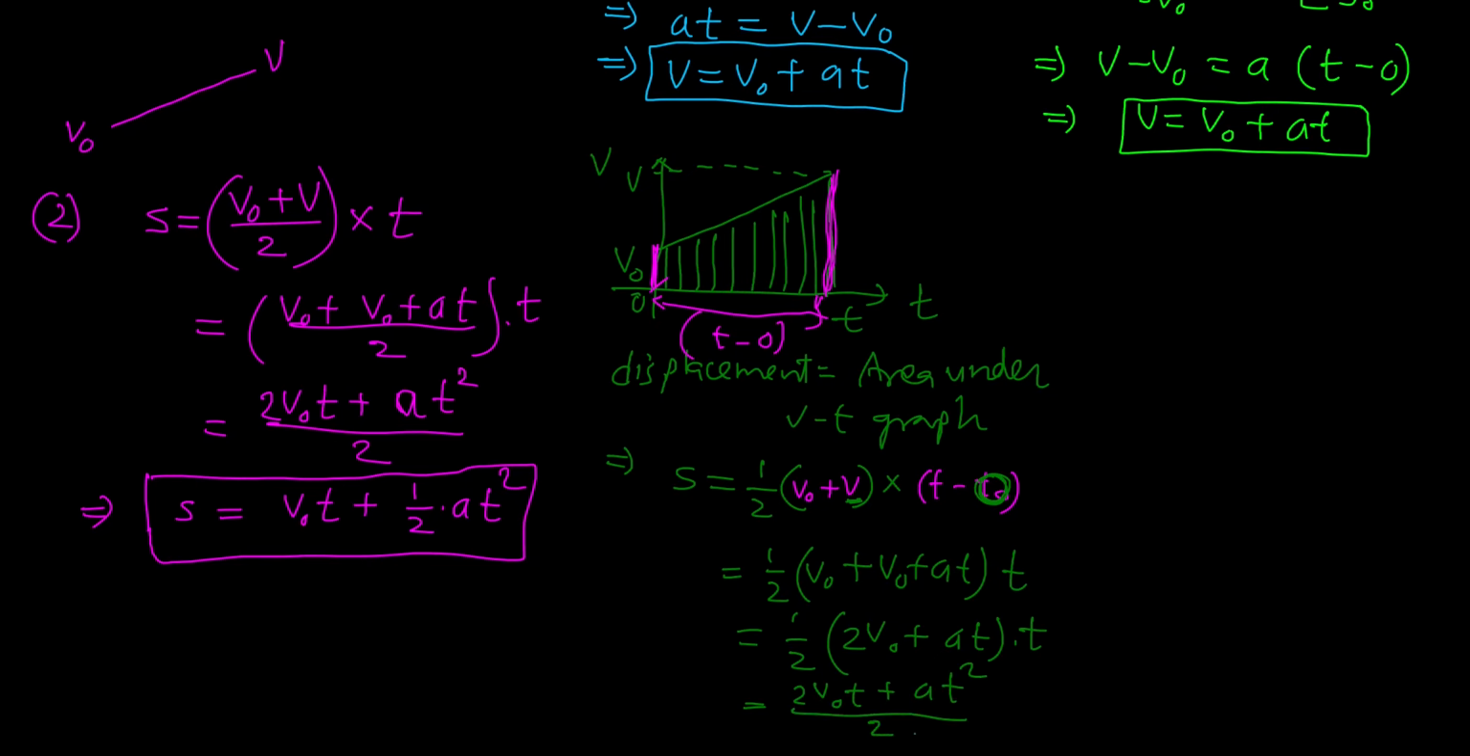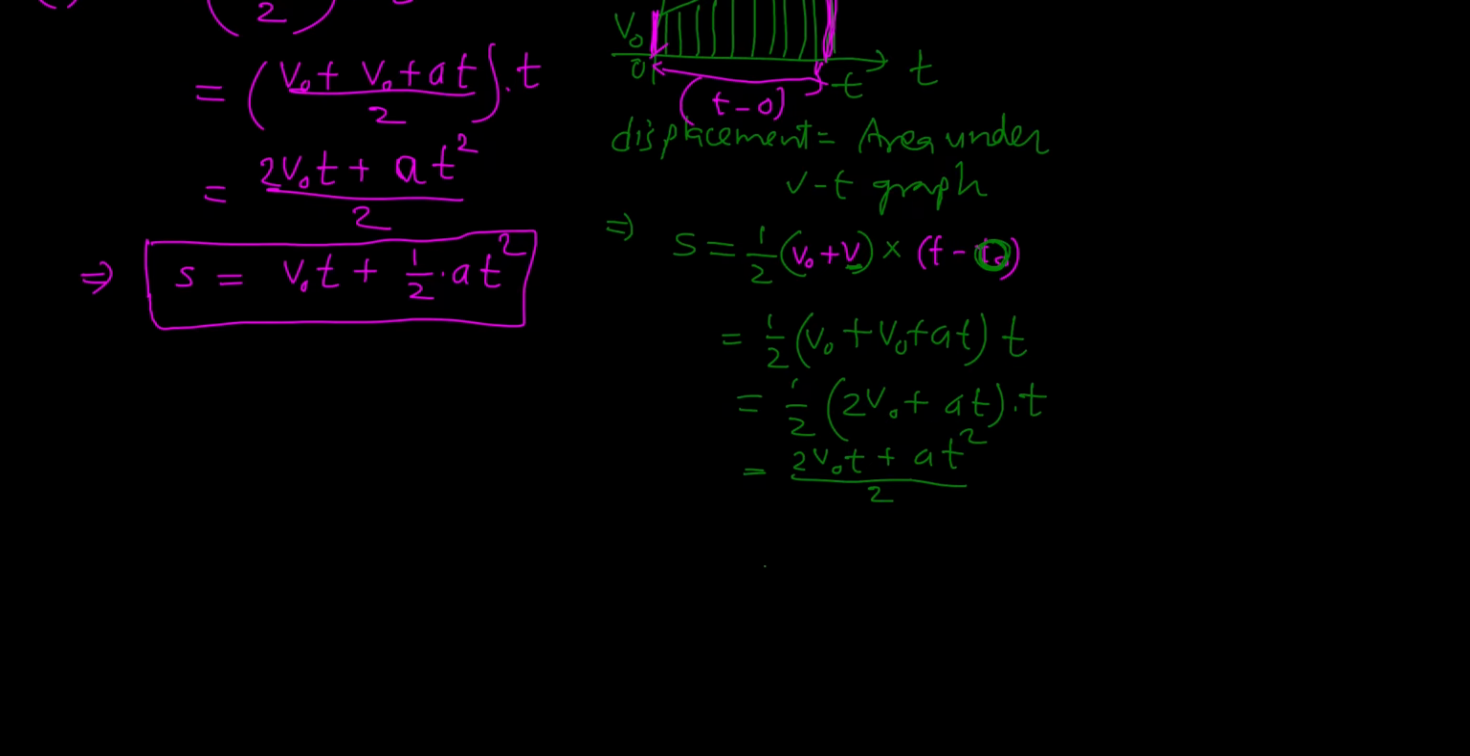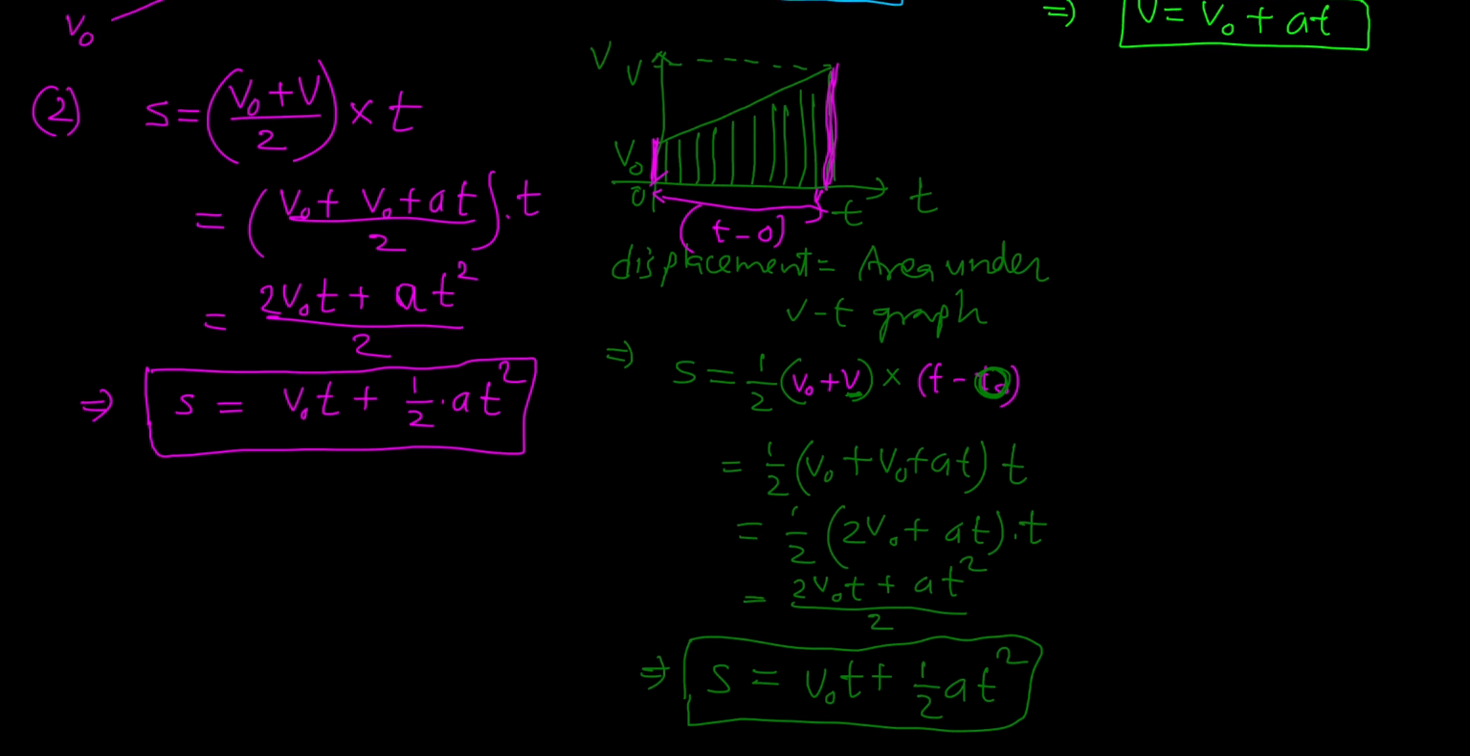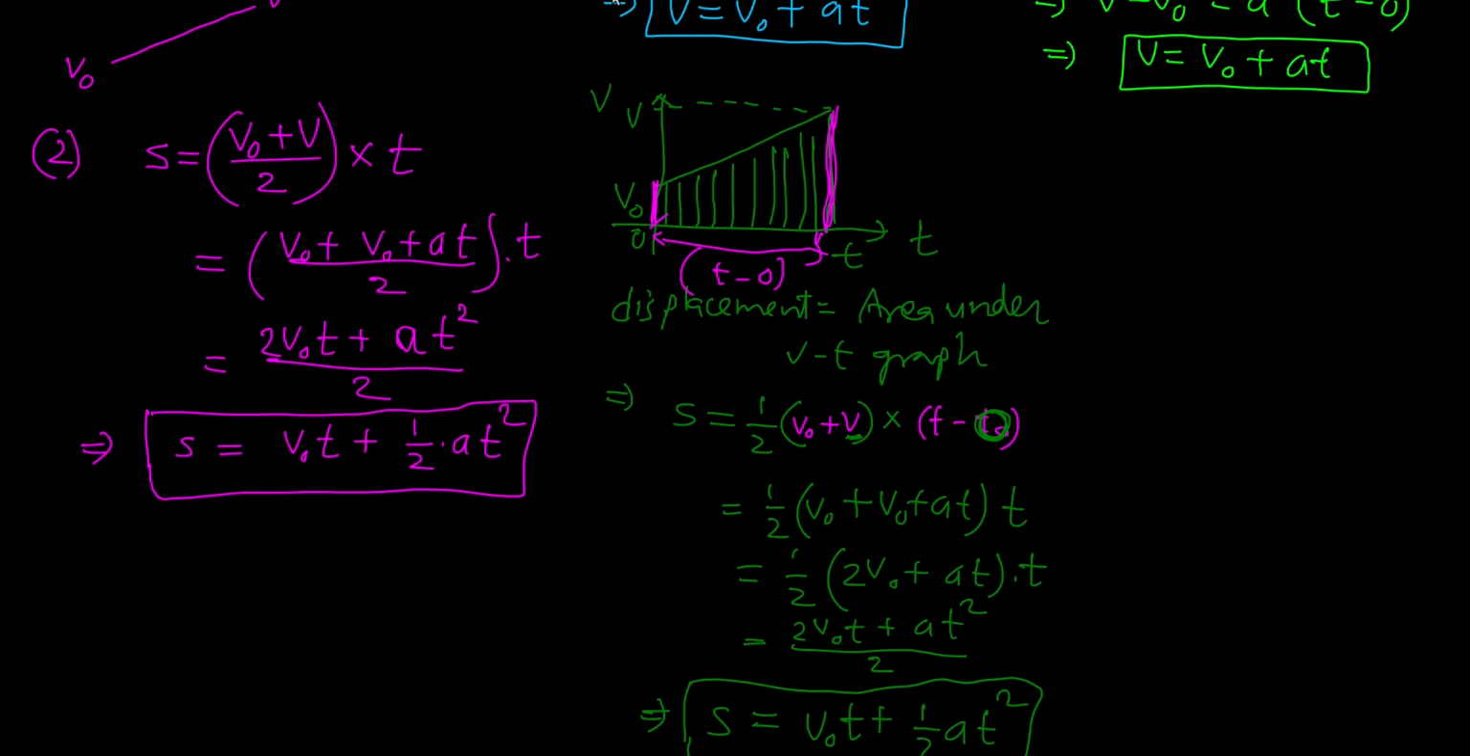If you split the numerator in two parts and divide by 2, then 2v naught t upon 2 is v naught t. The second term will become half at square. So this is again the second equation of motion, but this time we have derived it using the concept of the graph. And we have another way also to derive the same equation of motion.